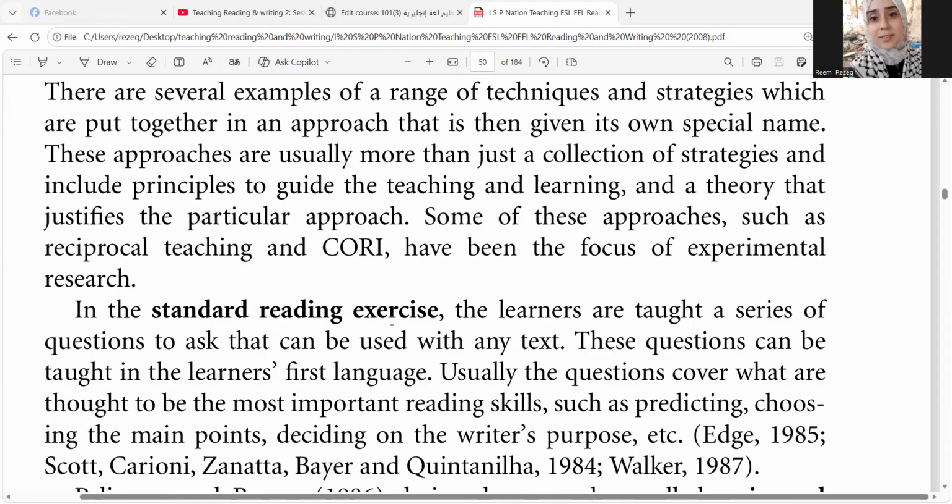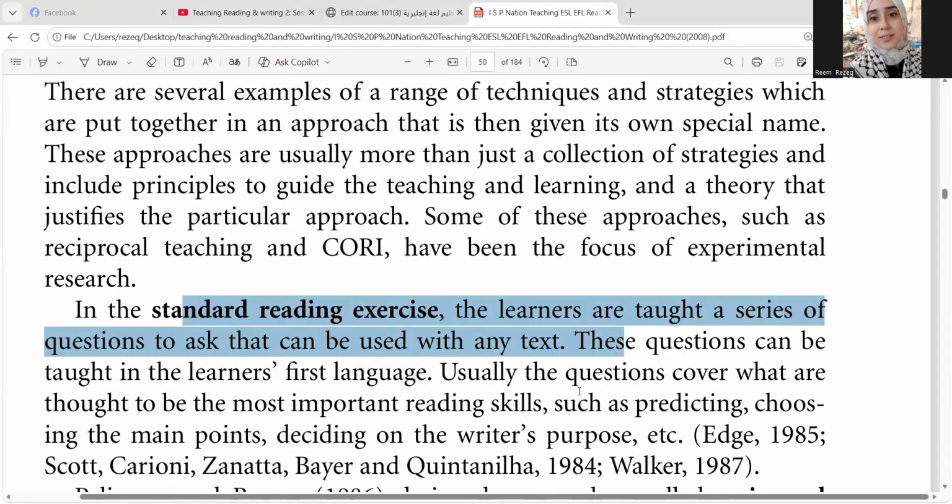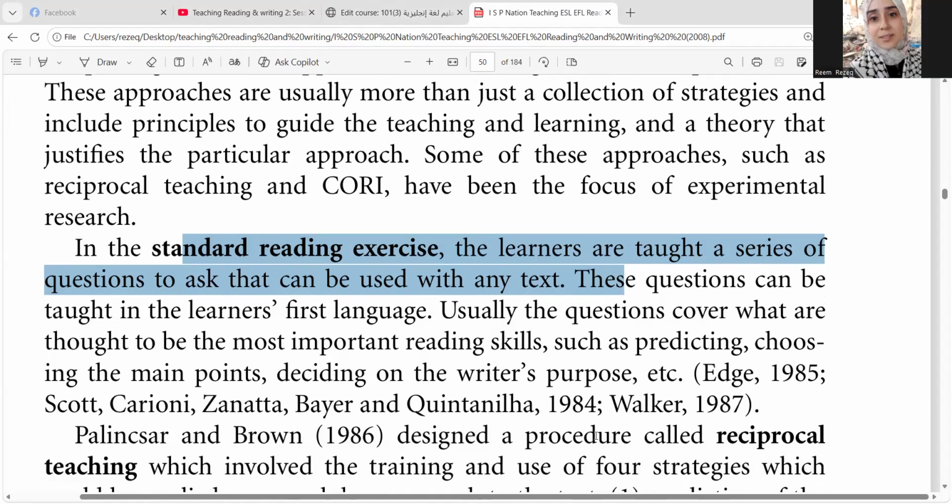In the standard reading exercise, for example, the learners are taught a series of questions to ask that can be used with any text. So these questions can be taught in a learner's first language. Usually the questions cover what are thought to be the most important reading skills.